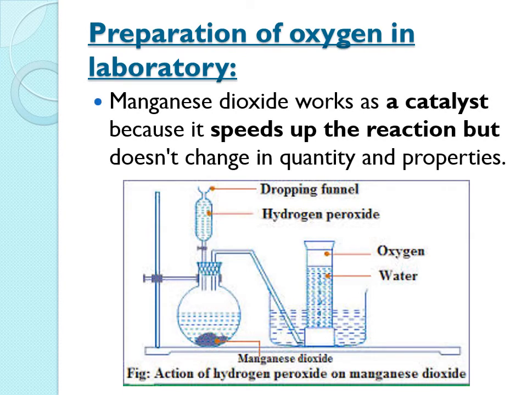Manganese dioxide works as a catalyst because it speeds up the reaction, but it doesn't change in quantity or properties. Again, hydrogen peroxide on manganese dioxide produces oxygen and water.